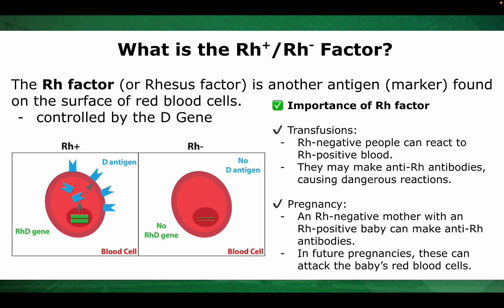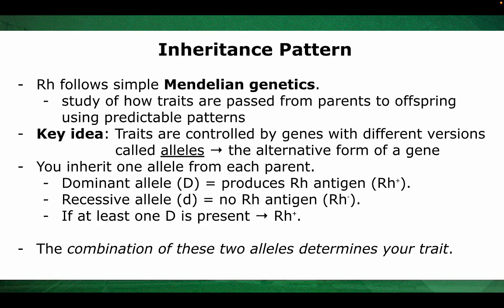But how do you inherit the Rh type? The Rh factor follows simple Mendelian genetics. You inherit one Rh allele from each parent. When we say allele, this is the alternative form of a gene. The capital D allele is dominant and produces the Rh positive antigen. The small letter d allele is recessive and does not produce the antigen.